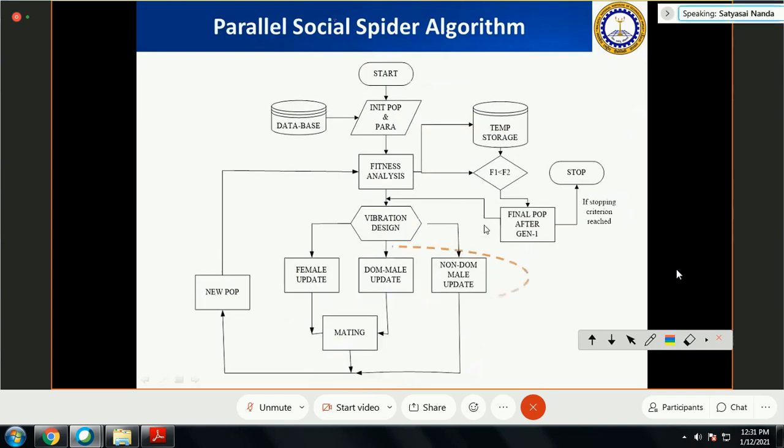But in the updated version, our group has proposed this parallel social spider algorithm, in which the update equations are allowed to run in parallel, and thereby save the computational complexity of the algorithm. We have used parfor looping and divided the entire thing into multiple cores, allowing each segment to run on different cores, and thereby reduce the computational time of the algorithm.